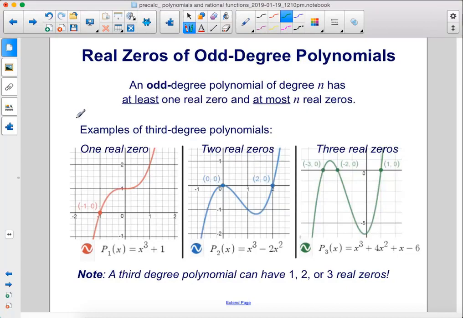An odd degree polynomial of degree n has at least one real zero and at most n real zeros. Here are some examples of third degree polynomials. Here we have one real zero, here we have two, and here we have three. So a third degree polynomial can have 1, 2, or 3 real zeros.